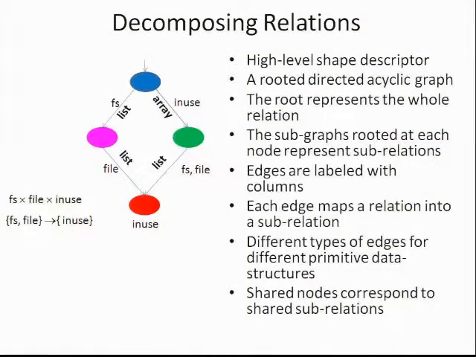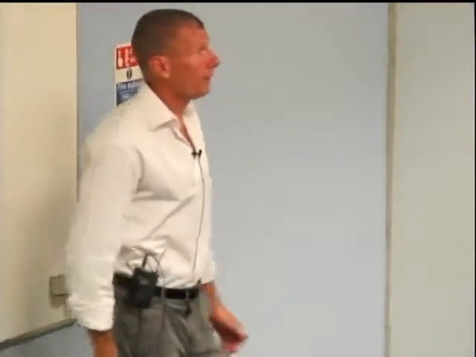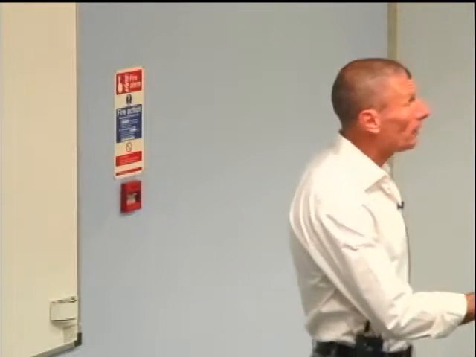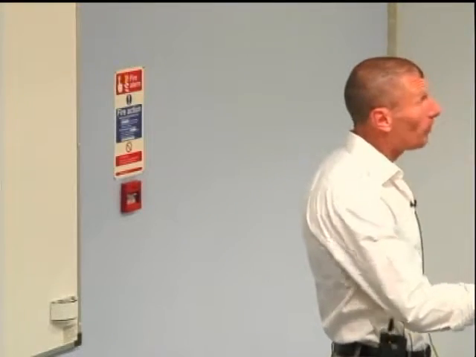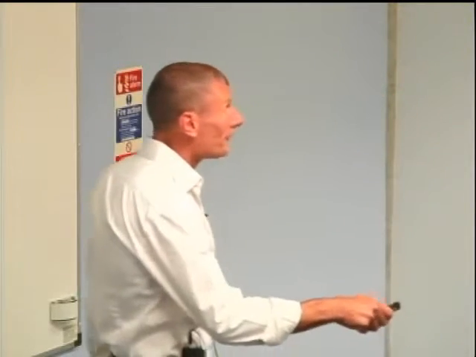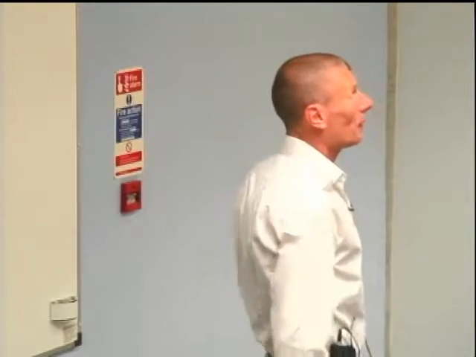Okay, so from that observation comes the idea of what we call decomposing the relation. This is the main contribution of this work: we have a way to specify how to lay out the data structure. And this is this DAG, this directed acyclic graph. It shows you how you lay out this data structure. This blue node here represents the whole relation. And then there is a column FS, which is implemented as a linked list, it doesn't matter. But this represents all the remaining sub-relation.